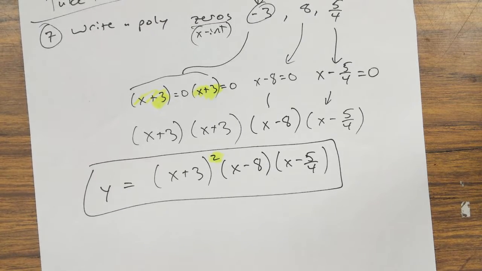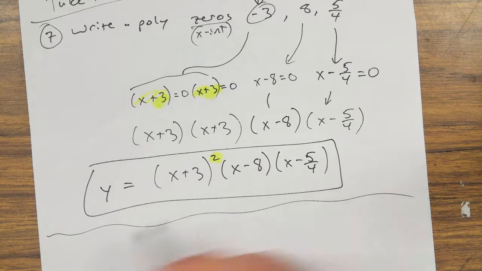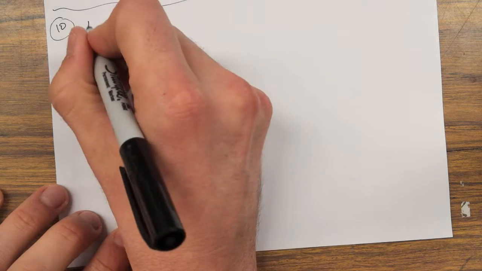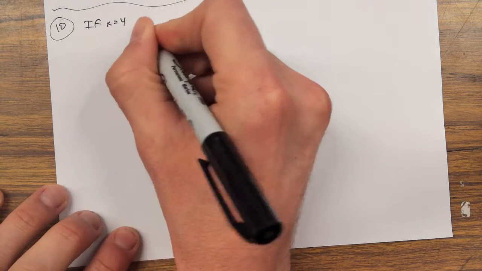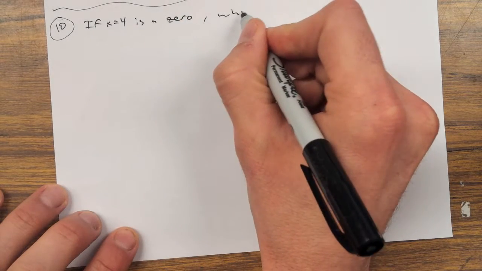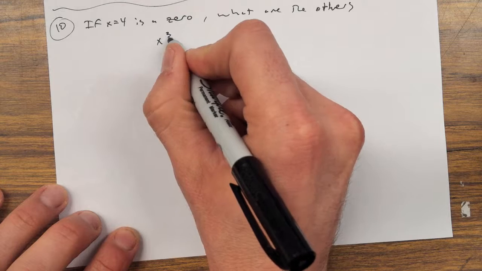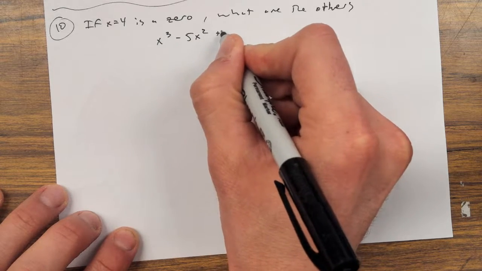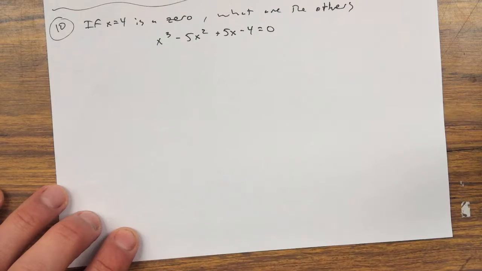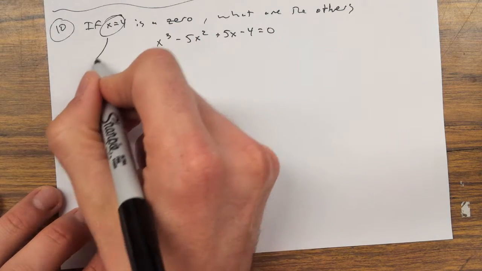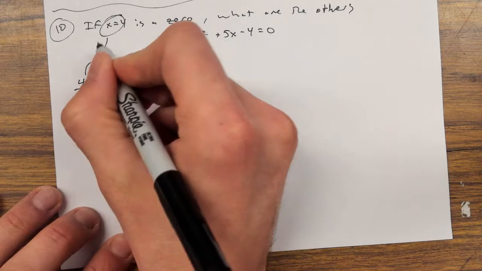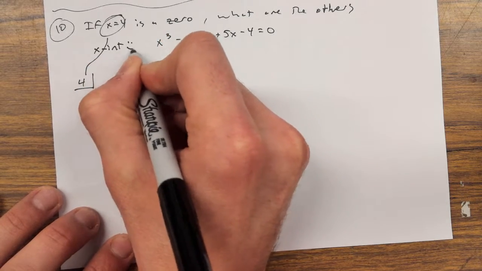And finally, we'll end with number 10. Number 10 says, if x equals 4 is a 0, what are the other zeros? What are the others? And they gave you the problem x cubed minus 5x squared plus 5x minus 4 equals 0. So x equals 4 goes in the box. It's already an x-intercept, so that makes less work for us.